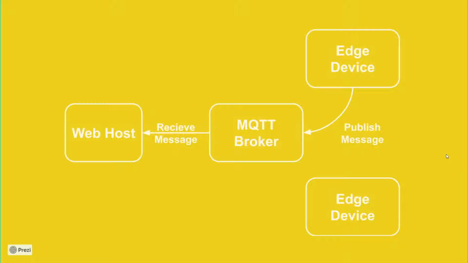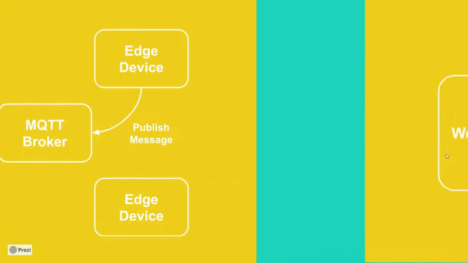This also works in the other direction, where an edge device can publish a message, and the broker will send it only to the web host. That edge device in the bottom does not receive the message because it is not subscribed to the topic.